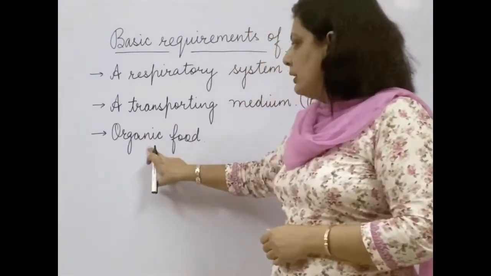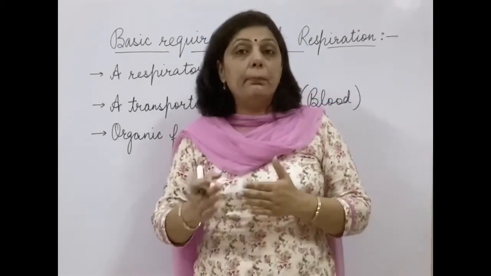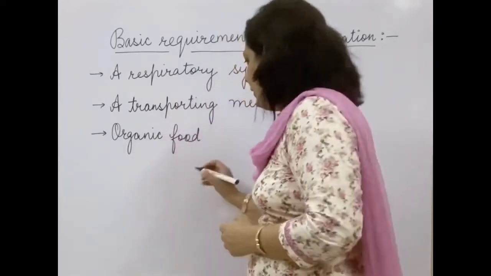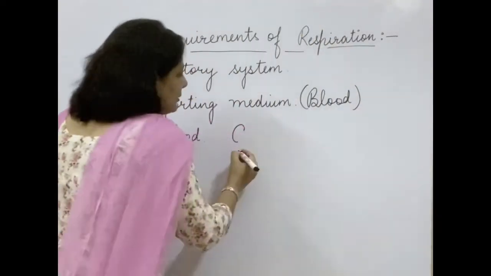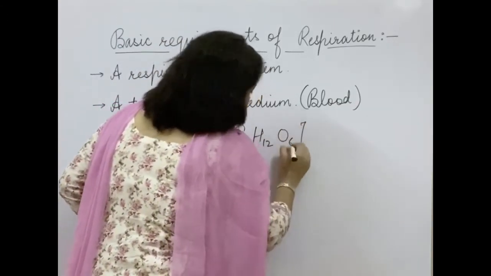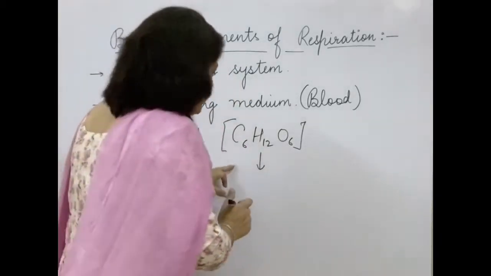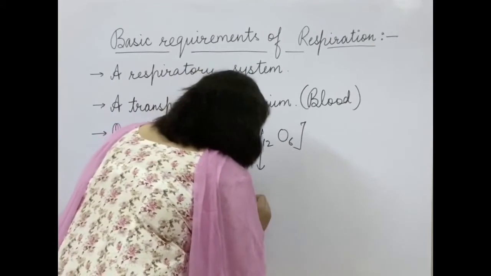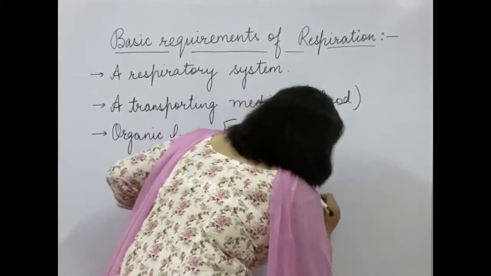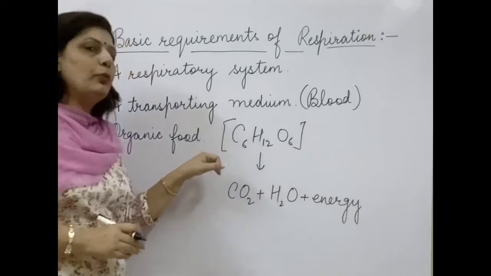Then the third thing I have written is organic food. Obviously, food which is organic in nature is simpler to break down into its component molecules. Like, if I am talking about glucose, glucose is C6H12O6. Now when it breaks down by the action of enzymes during the process of respiration, it will break down into carbon dioxide and water molecules along with the release of energy. Now this happens when there is some organic food.